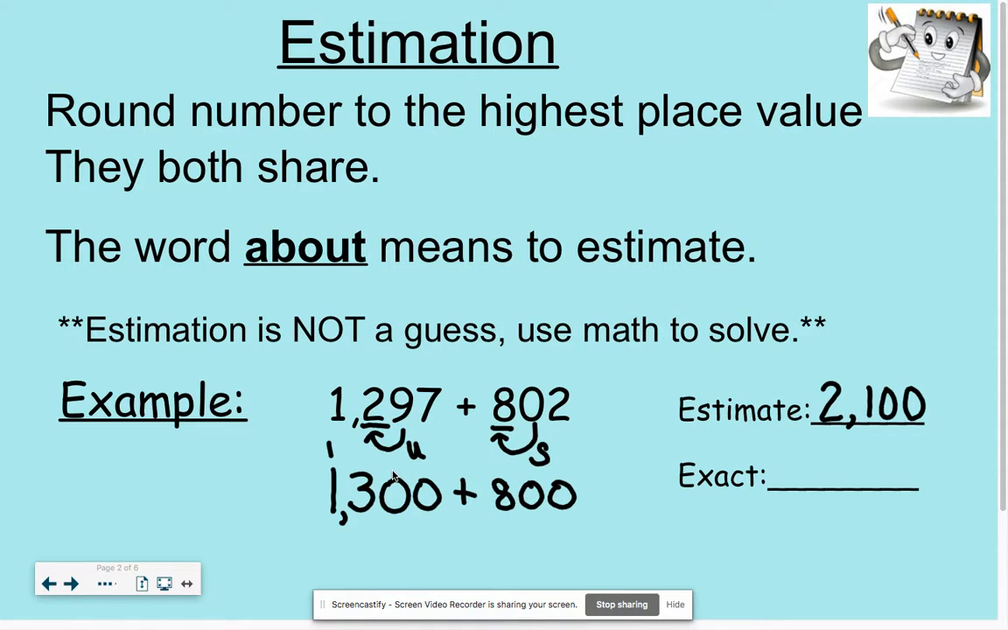To find the exact, you need to line up place values. So I'm going to use this space over here. Made a little mistake there. Let's start again. 1,297. So if we're going to do the exact, we need our exact numbers. When we are adding, we have to line up place values. So the 1 is in the 1,000s. The 8 is not in the thousands. The 8 is in the hundreds. So we have to make sure we're lining them up properly.